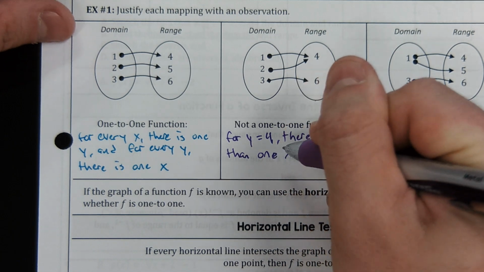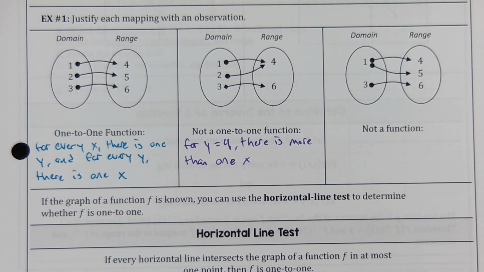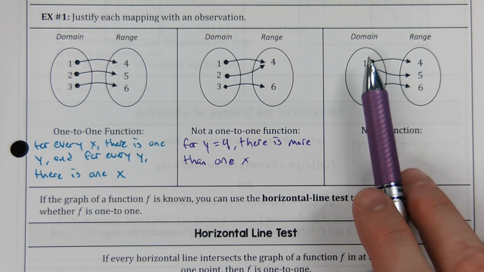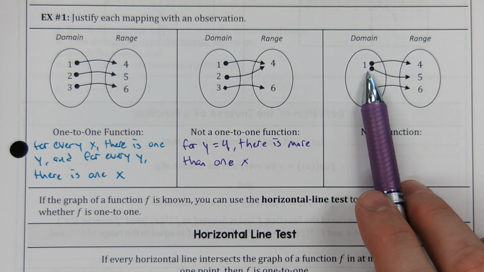So yes, this relation is a function, but its inverse is not. Therefore, it is not 1-to-1. Why isn't this a function? What x? You can all shout it out. 1, yeah. This is not a function because for this x, there's more than one y.